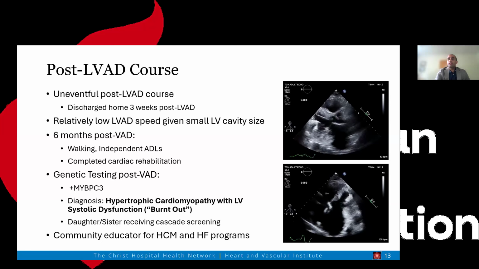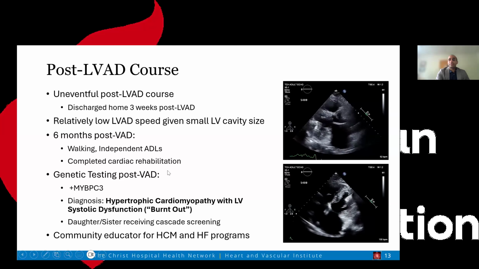She was set at relatively low speeds of her LVAD because her heart was small to begin with. So we didn't want the speeds to be so high that we sucked in the interventricular septum and caused issues with suction and whatnot. And she did very well with that. At 6 months post-LVAD, which is roughly where we are now, she's been walking independently, and she completed cardiac rehabilitation.